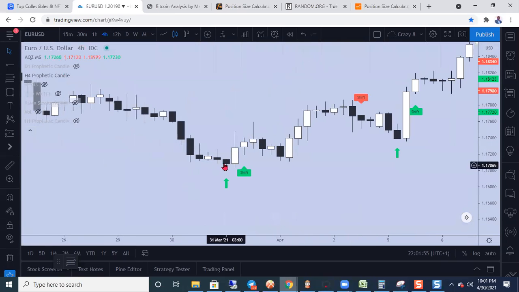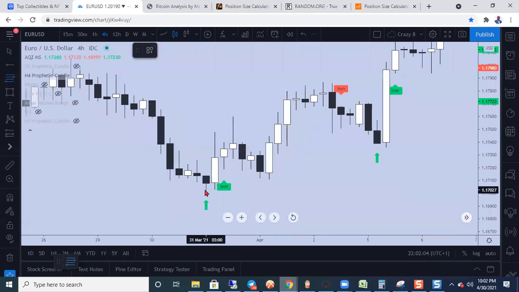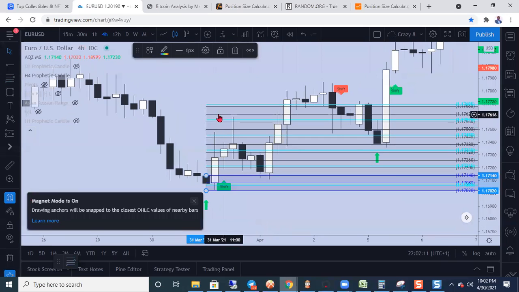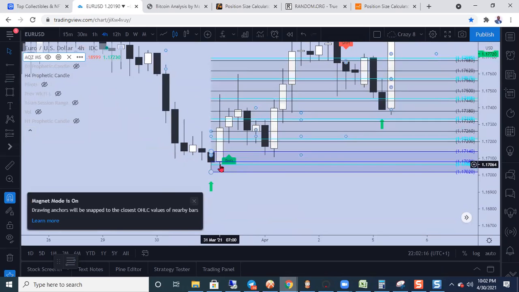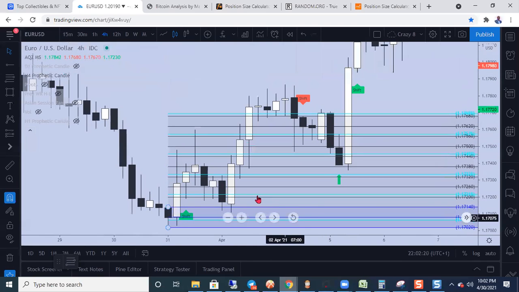So at the beginning, we had this H4 PC, right? We have this H4 PC. When we have the H4 PC, what do we do? We fib, put on your magnet, right? Fib from this point to this point. Again, notice how price pushed to the upside, came back and gave you TP1, TP2, TP3, TP4, TP5. Ladies and gentlemen, are we together?